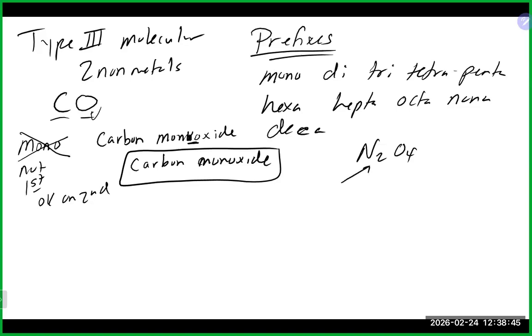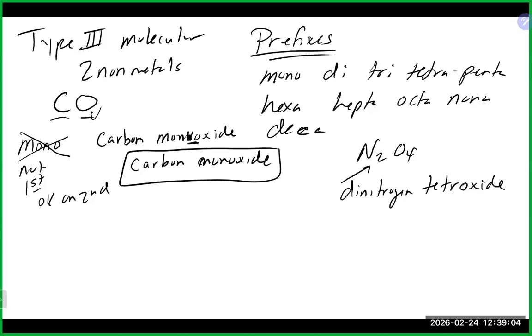N2O4 is dinitrogen tetroxide. Again, this is typically tetra, but we have an O happening there after the A, so we're going to get rid of the A, and this would be oxide at the end there in that case. Question on type 3 there?